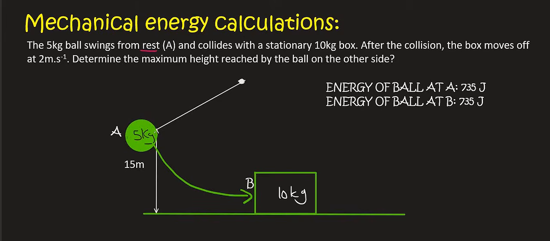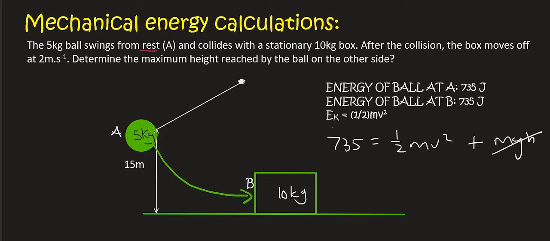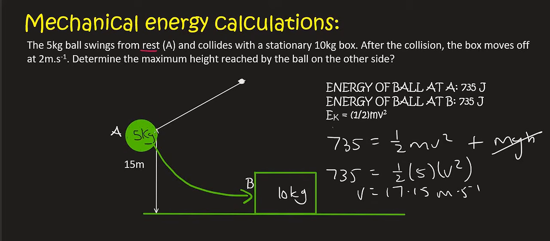And so we can say that its kinetic energy, which is the following formula, is a half mv squared. And so we know that the total energy of the ball at B is 735, so we can say 735 equals a half mv squared. Because you could say plus mgh, but because the height is 0 there, that part falls away. And so 735 is going to be equal to a half of the mass of the ball, which is 5, times v squared, but we don't know what its velocity is. Then you just go ahead and solve for velocity, and you end up with 17.15 meters per second. And so that will be the velocity at B, which is just before it hits the block.